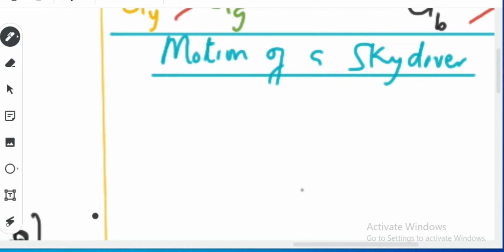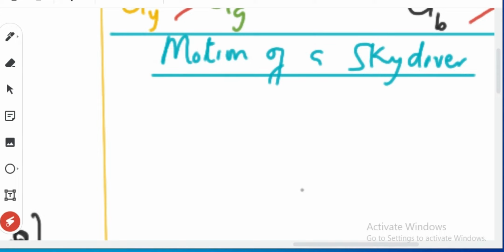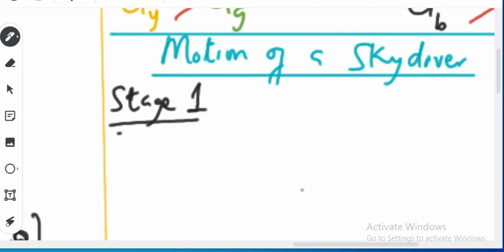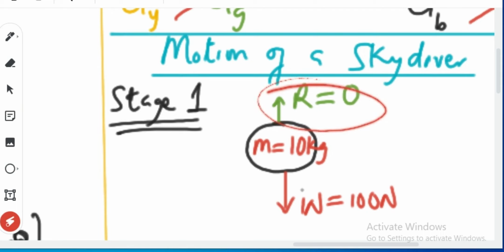Motion of a skydiver. Listen and see how this plays out. Now, a skydiver, let's look at stage one. Stage one. No air resistance. To have air resistance acting on you, you need to be in motion. Friction in air can only act when something is moving. So when an object is not moving at all, what will be the value of the air resistance? Zero.